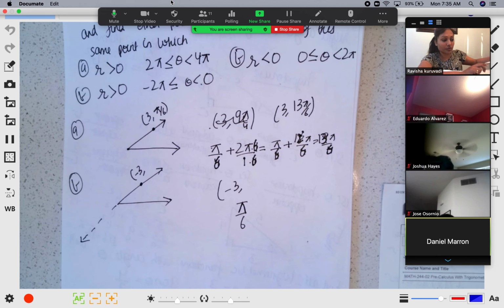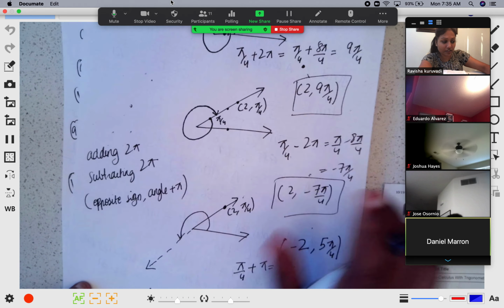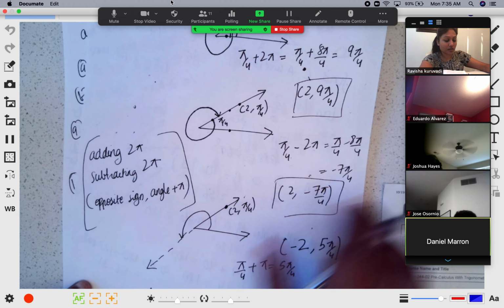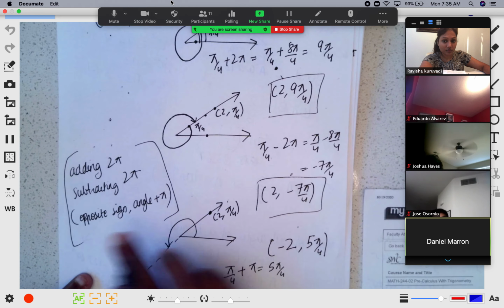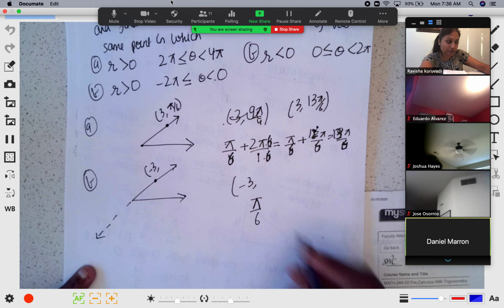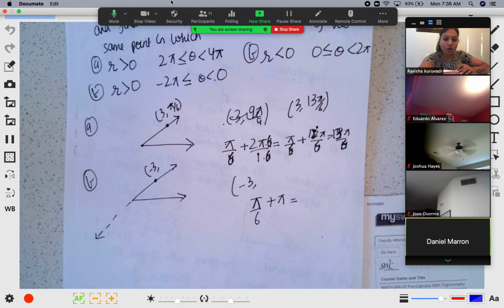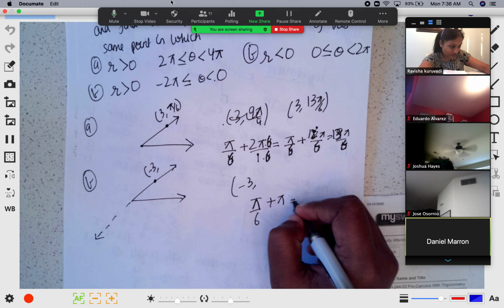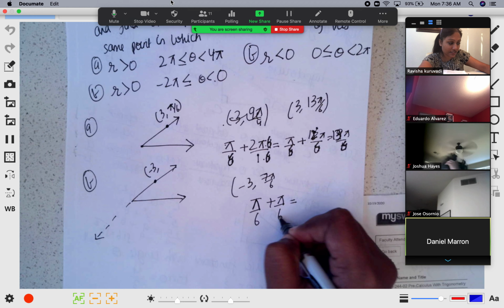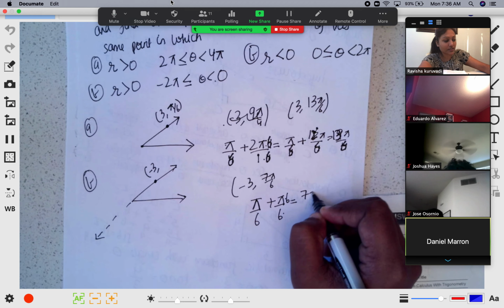See, I told you there are three ways of getting it: plus 2 pi, minus 2 pi, and then plus pi. Pi over 6 plus pi. If they want the opposite sign, you just add pi. So what do you get? You get 7 pi over 6. You make a common denominator, multiply by 6, divide by 6, and it comes out to be 7 pi over 6.